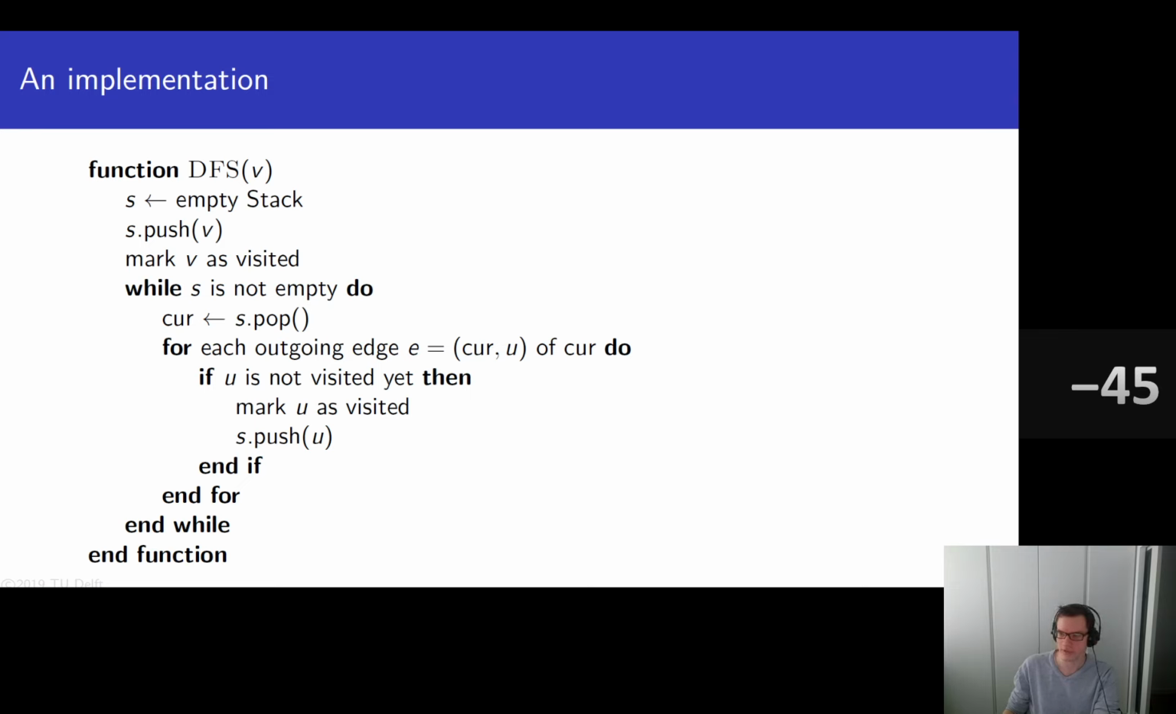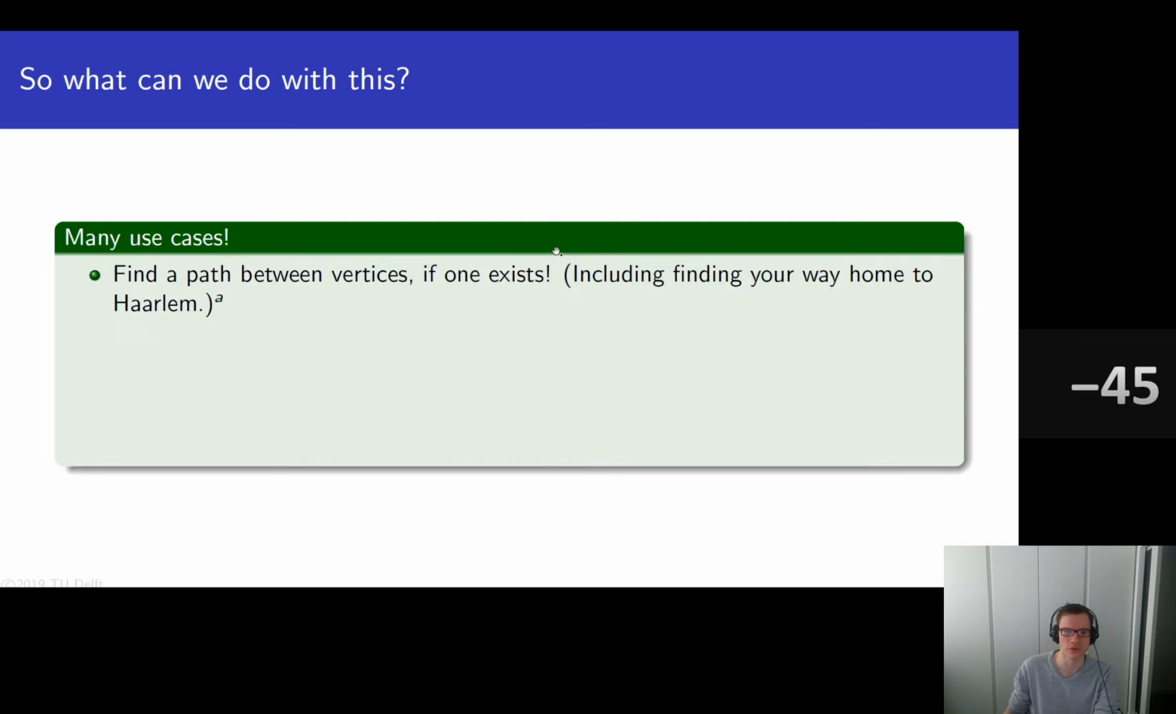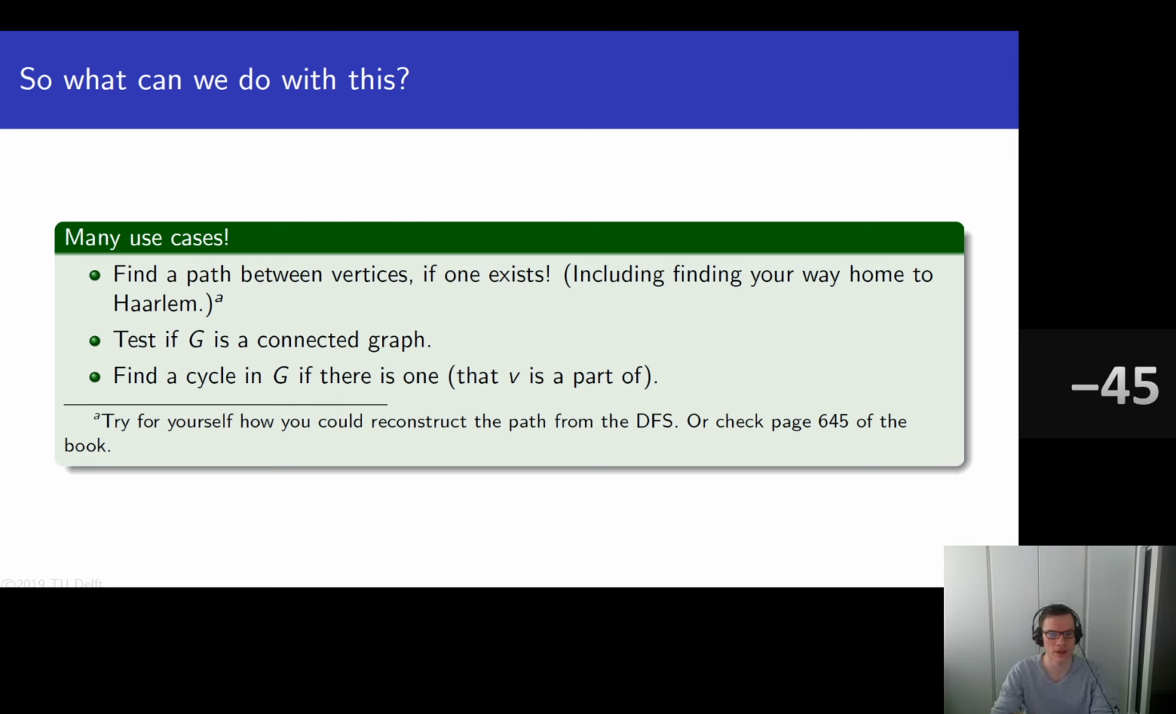Okay, let's move on. So this was depth first search, one way to traverse a graph. And what can we do with that? Well, we can find out if there's a way to get from one place to another, right? How I can get home to Haarlem. I can test if a graph is a connected graph. Connected graph means that I can go from any vertex to any other vertex in the graph. I can check whether there is a cycle in a graph, provided that this V, our starting node, is a part of that.